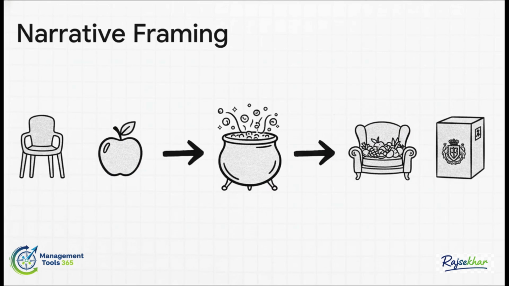This is narrative framing. Some people even call it alchemical marketing. You're not changing the product at all, you're changing its meaning. Plastic seats suddenly become luxurious and ethical vegan leather. Unprocessed fruit is elevated to a premium farm-to-table experience. You're literally creating value out of thin air, just with words.